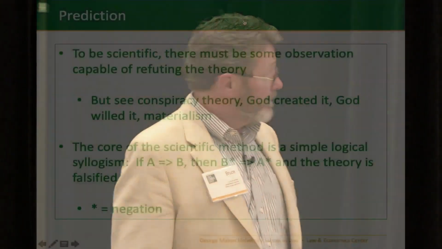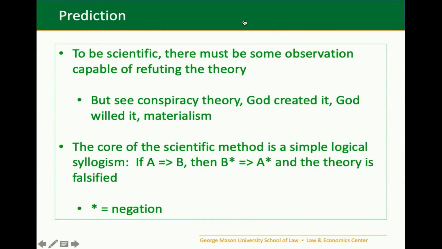Okay. So what are the requirements of a scientific theory? First of all, to be scientific, a theory has to have some observation capable of disproving or refuting it. So it's got to generate predictions. The predictions have to be in the form of something we can observe in the real world, and those predictions have to be capable of not happening. Okay. So can anybody come up with an example?